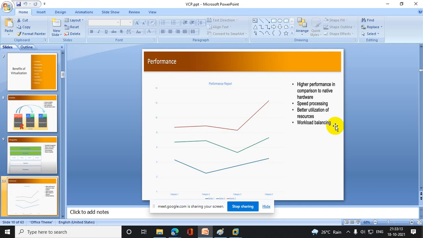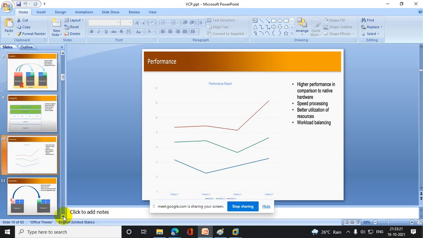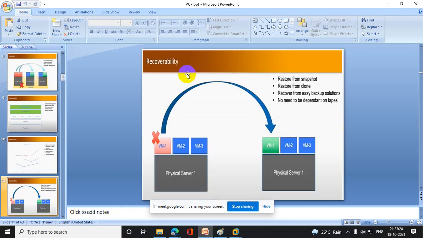So this is how you find these things through the reporting options. Clear? Yeah. These are the features you actually need to understand. Next is recoverability. Recoverability, what? Restore from. See, recoverability is basically what I am telling you.